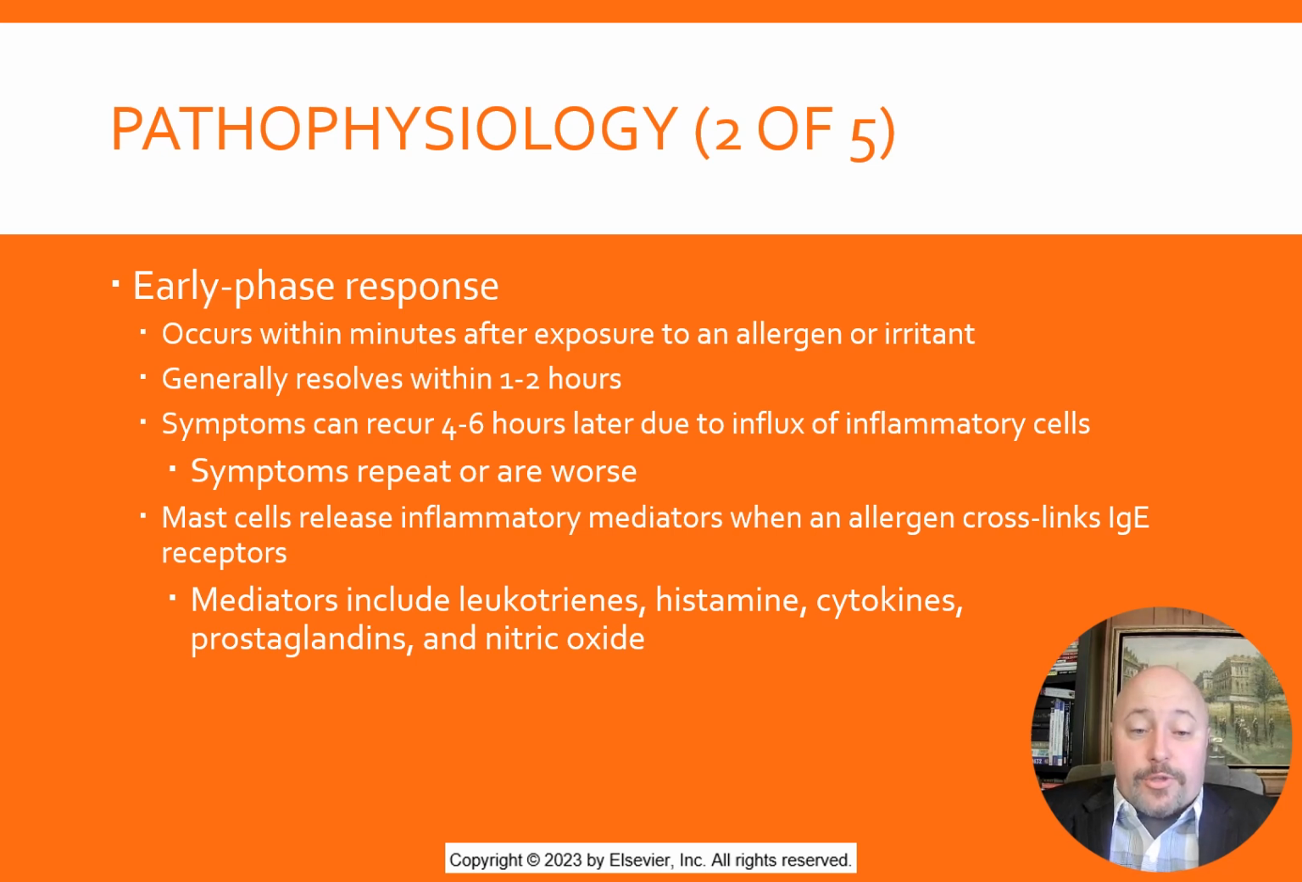An early phase response occurs within minutes after exposure to an allergen or irritant, and generally resolves within 1 to 2 hours. Symptoms can recur 4 to 6 hours later due to an influx of inflammatory cells, and mast cells that release inflammatory mediators when an allergen cross-links with IgE receptors. These mediators include leukotrienes, histamine, cytokines, prostaglandins, and nitric oxide.